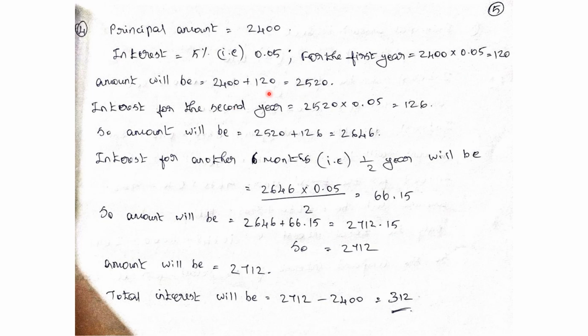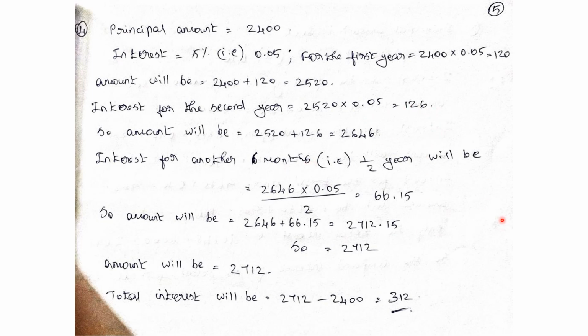First, we need to find out the interest and amount for the first year. So we should multiply the 2,400 into 0.05. We'll get interest will be 120. So the amount will be 2,400 plus 120, 2,520. So for the interest for the second year, this amount we have to take. 2,520 into 0.05 will get 126. So here also we are finding the amount.